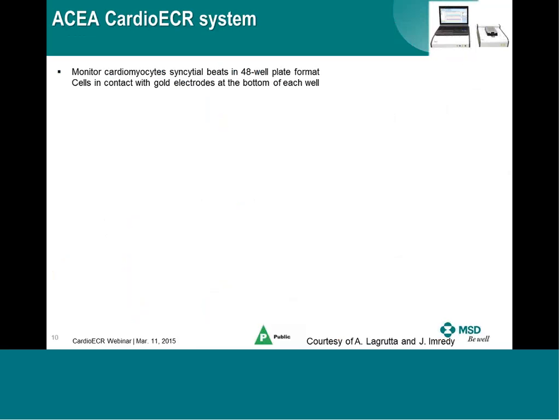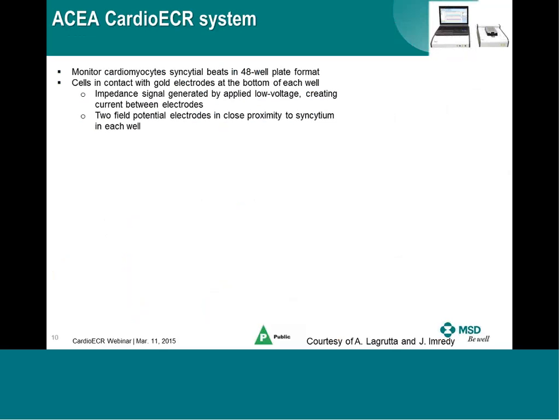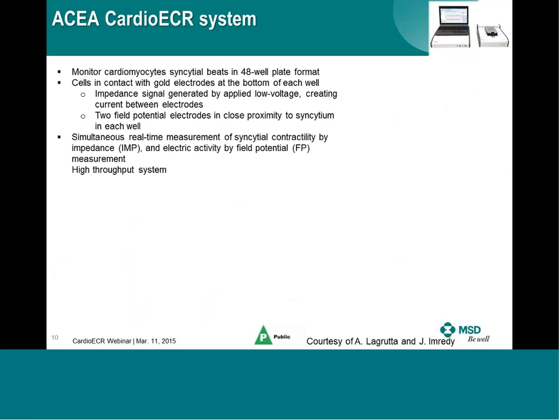Cells are in close contact with gold electrodes at the bottom of each well, and the impedance signal is generated by applying a low voltage, creating current between electrodes. And there are two field potential electrodes in close proximity to the syncytium in each well. It's a simultaneous real-time measurement of syncytium contractility by impedance and electrical activity by field potential measurement. It's a high throughput system.